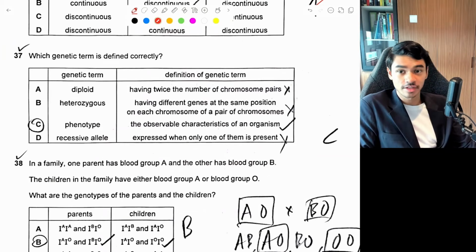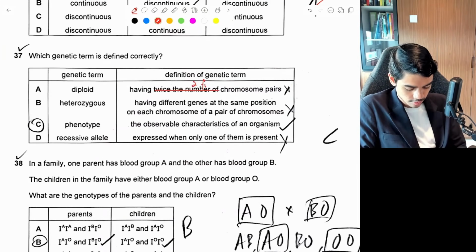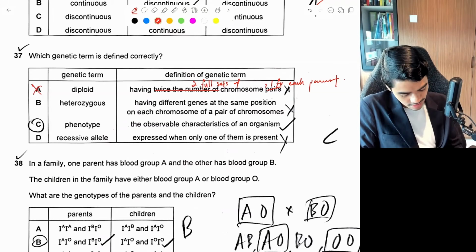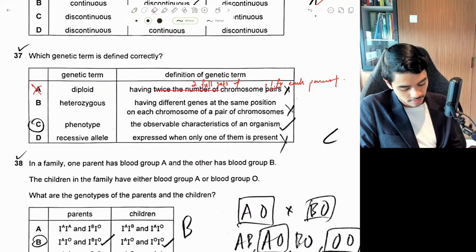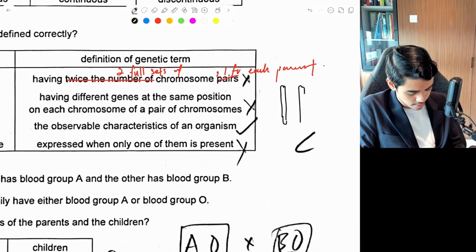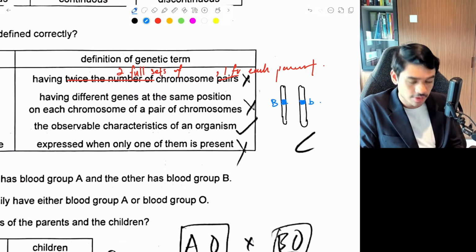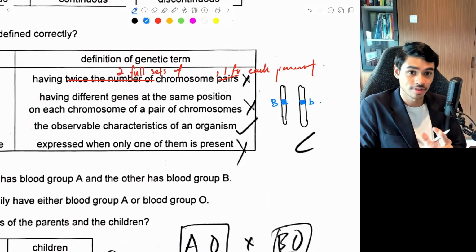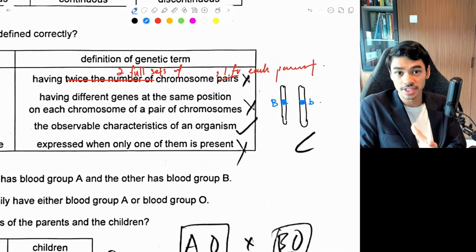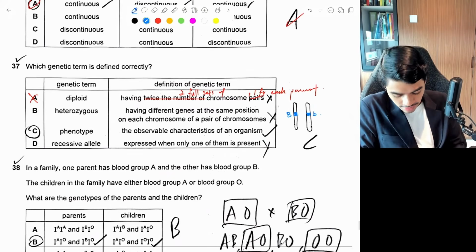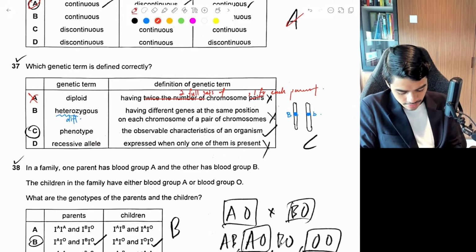Which term is defined correctly? Diploid means having two full sets of chromosomes, one from each parent. That's the definition. So A is wrong. B says heterozygous. Heterozygous is having genes at the same position on each pair of chromosomes. Well, no, the alleles are at the same position, like this one. Let's say it's big B, this one is small b. But heterozygous is about the alleles being different. So if you have big B, that is homozygous. Small b is also homozygous. Big and small, or small and big, that is called heterozygous, because hetero actually means different. So no, this is not the definition.